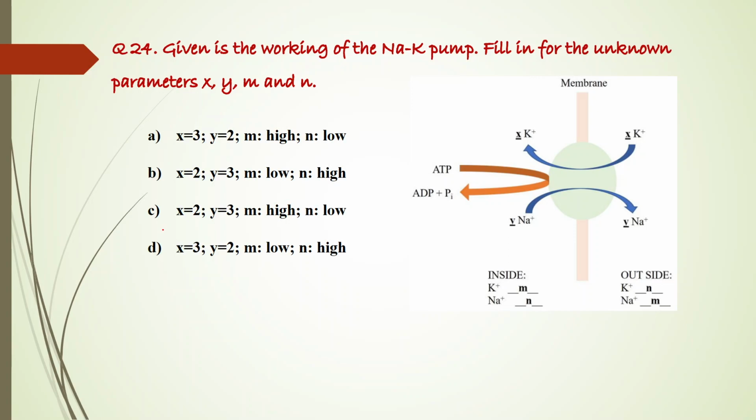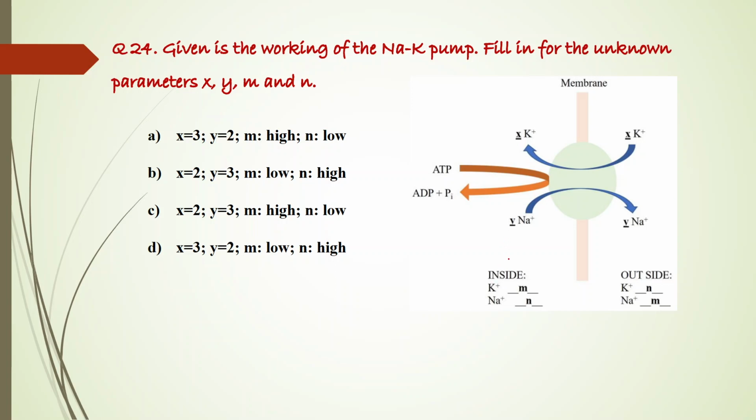This question states, given is the working of the sodium potassium pump basically. Fill in for the unknown parameters X, Y, M and N. So what is it showing? This is your membrane. This pink one is your membrane. This grey colored one is your membrane protein that is transporting K plus ions and Na plus ions.